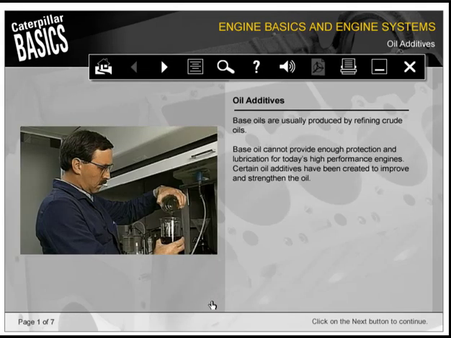Base oils are usually produced by refining crude oils. Base oil cannot provide enough protection and lubrication for today's high-performance engines. Certain oil additives have been created to improve and strengthen the oil.